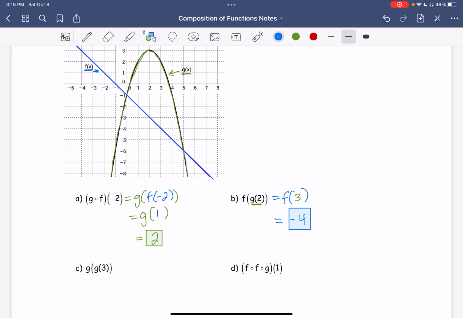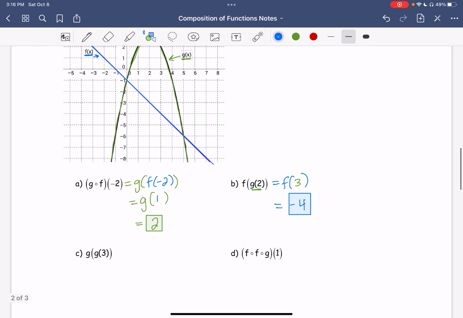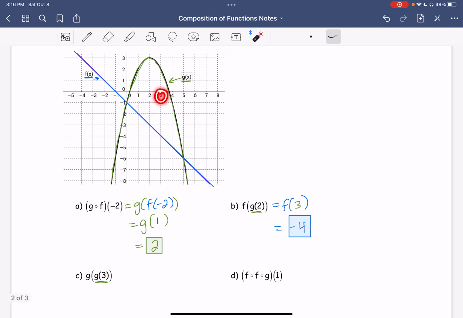Okay, let's try another one. G of g of 3. So you start with the inside, which is g of 3. So go to x equals 3. And then go to the g graph. And that y value is at 2. So now we have g of 2. This one actually is both g's, so you're not going to look at f at all. So you're going to go to 2, and you're going to go back to the g graph, and that y value is at positive 3.